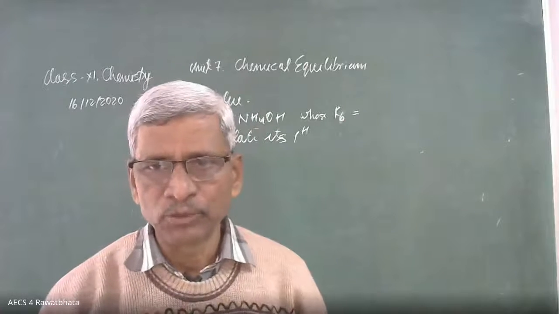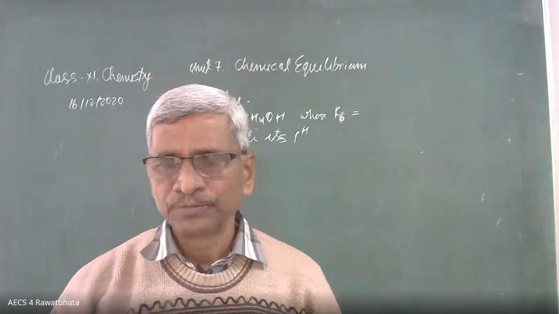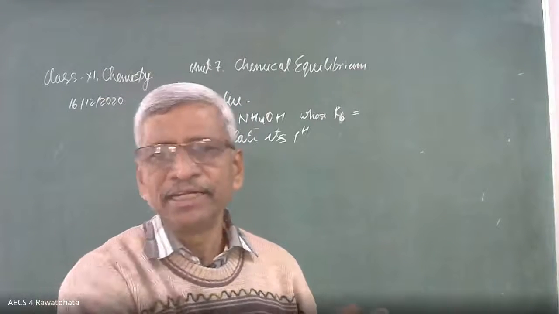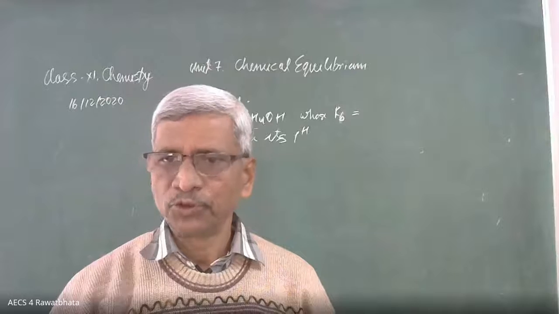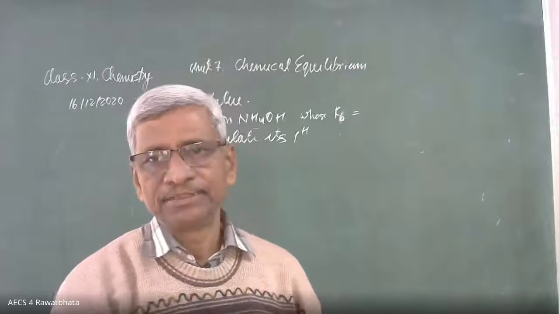Kb you can take from the book, it is given there. I don't have the book, so take the help of the book, find the Kb for NH4OH and decide the pH. Okay beta, you will calculate first pOH, then finally pH.